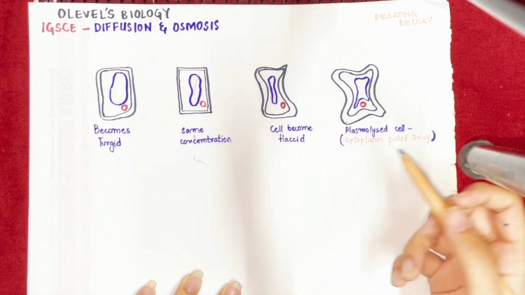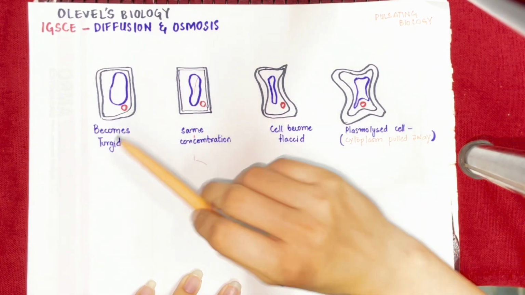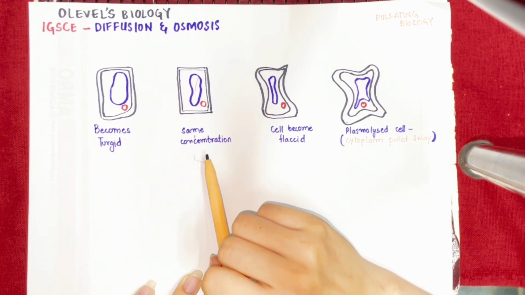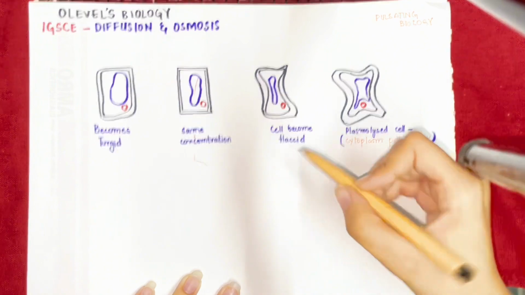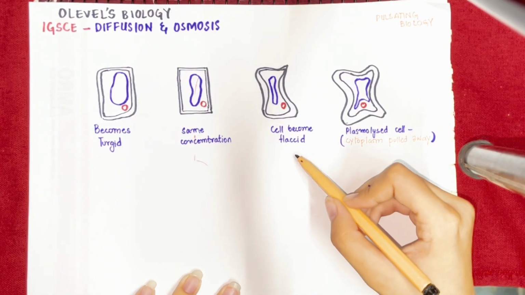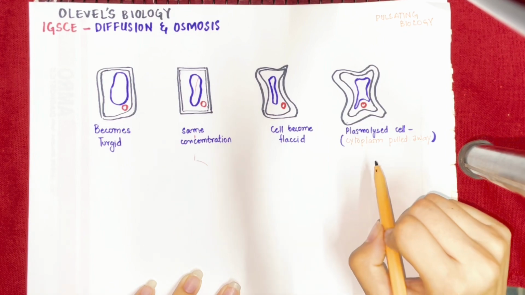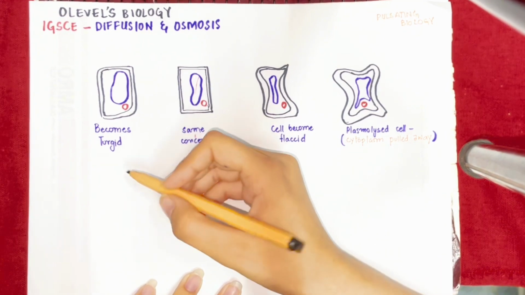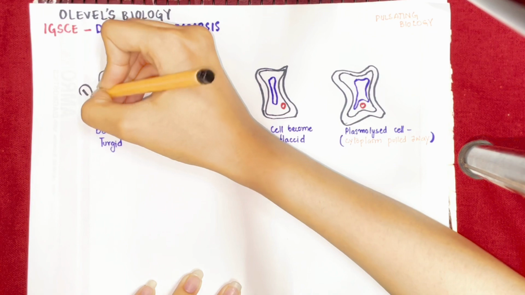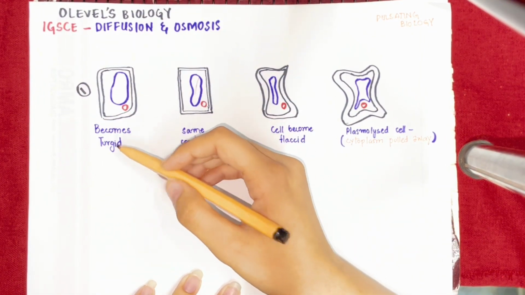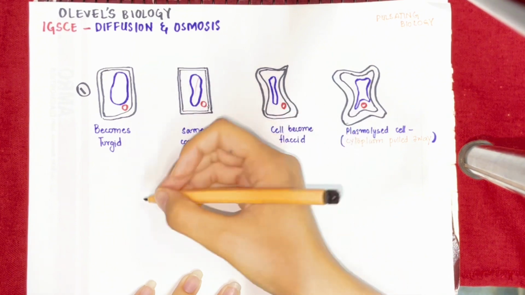So these are the four conditions in front of you. Number one is how the cells become turgid. Number two is when a cell is placed in an isotonic solution. Then we have the condition in which the cell becomes flaccid. And last we have the condition in which the cell becomes plasmolysed. Let's start with number one. Diagram number one, in which the result says that it becomes turgid. All of these are examples of the plant cell.